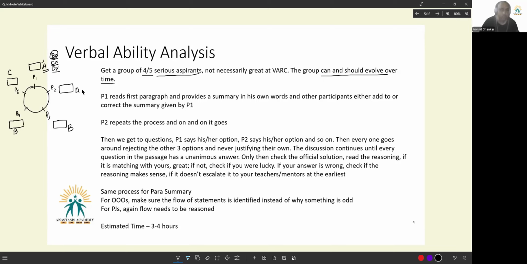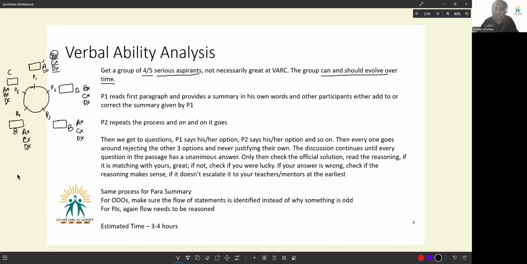Similarly, person 2 should give me reasons for rejecting B, rejecting C, rejecting D. Person 3 should give me reasons for rejecting A, rejecting C, rejecting D. Person 4 should give me reasons for rejecting A, rejecting C, rejecting D. And person 5 should give me reasons for rejecting A, rejecting B, and rejecting D.